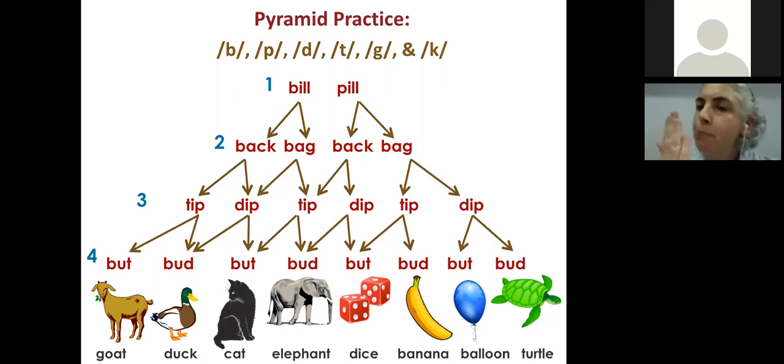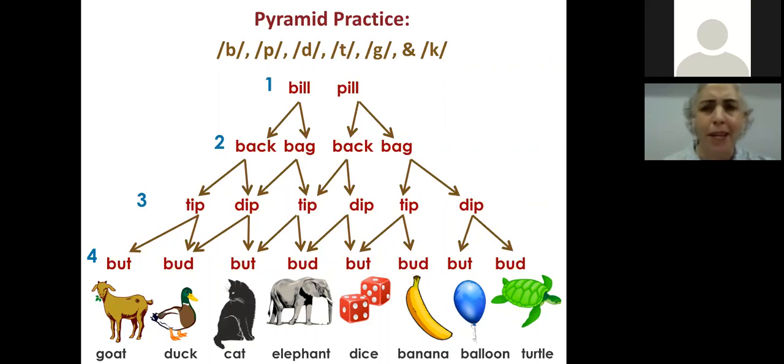So B, a lot of air. D, only a little air. T, a lot of air. G, only a little air. K, a lot of air. So some of the sounds are aspirated and some of the sounds are not aspirated. So this is a pyramid practice of distinguishing between those sounds: B, P, D, T, G, and K.